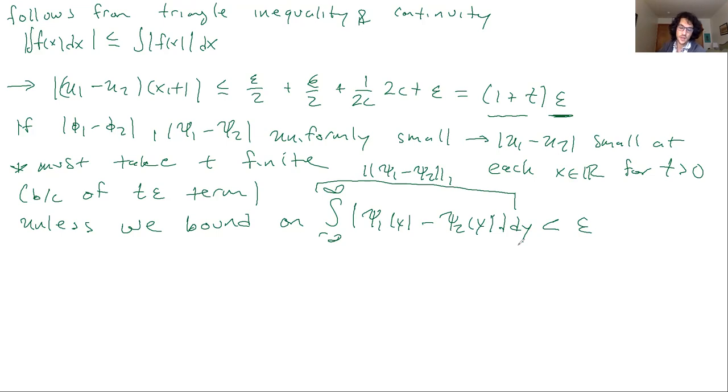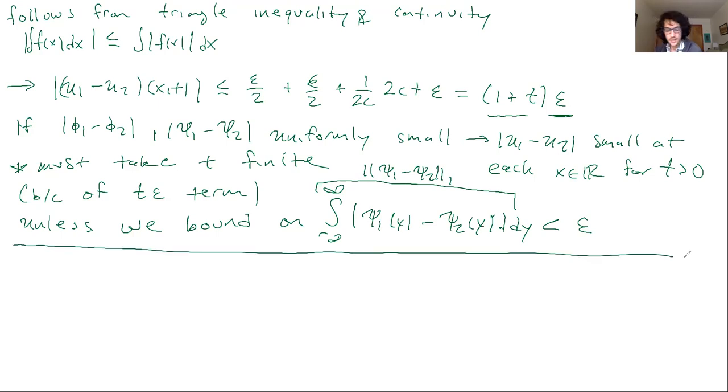Then even for an unbounded value of t, I'm going to have a continuous dependence. Okay? So that's continuous dependence. Let's take a look at how solutions behave to the wave equation as we take t off to infinity.